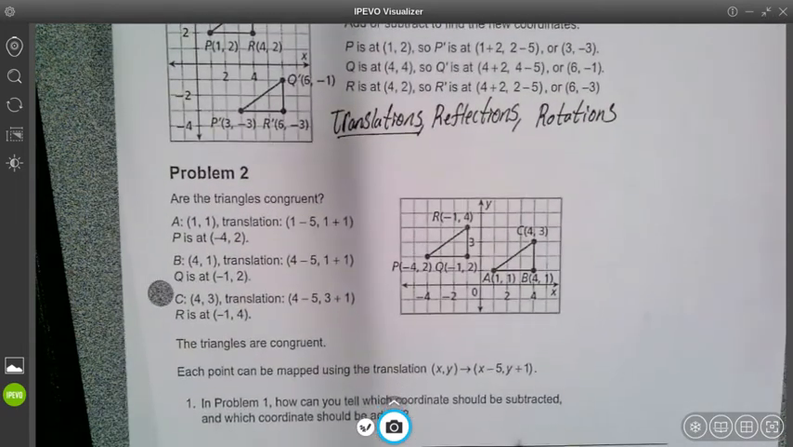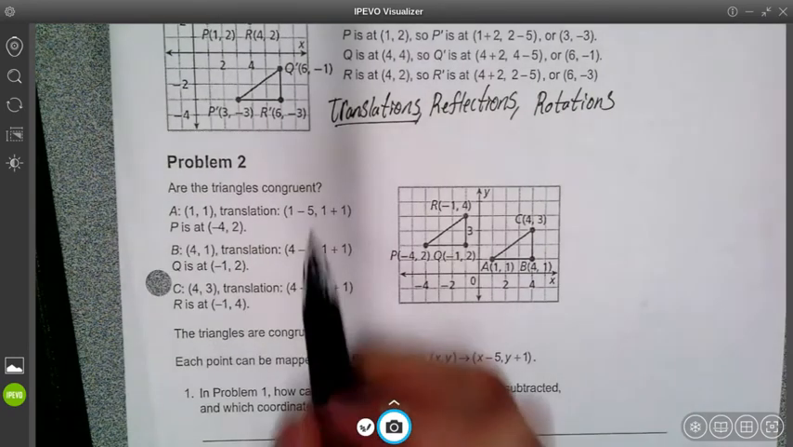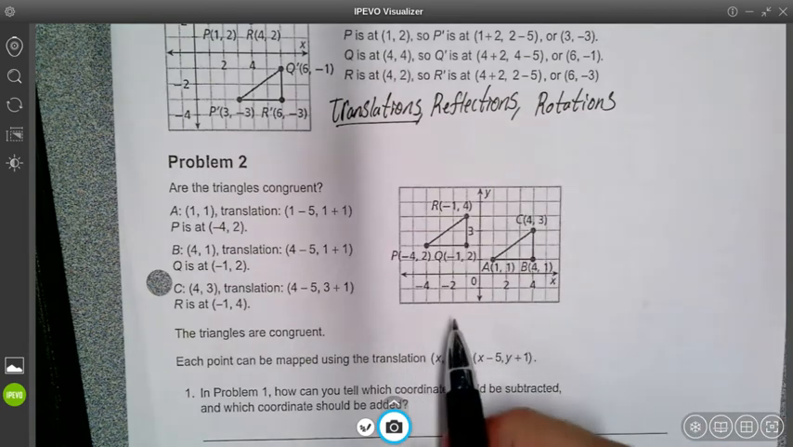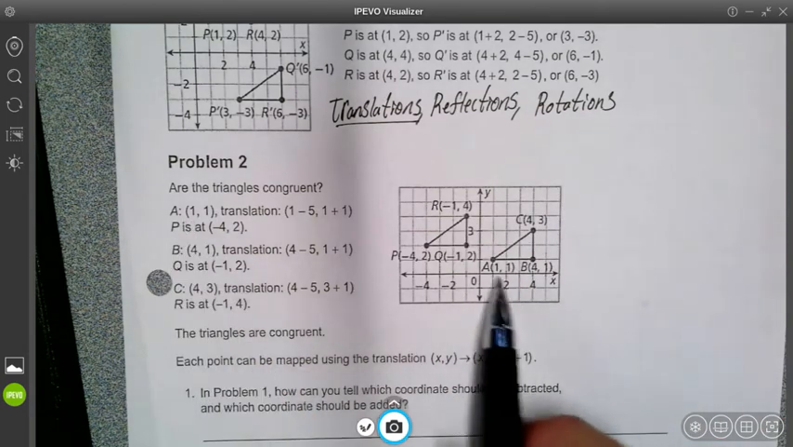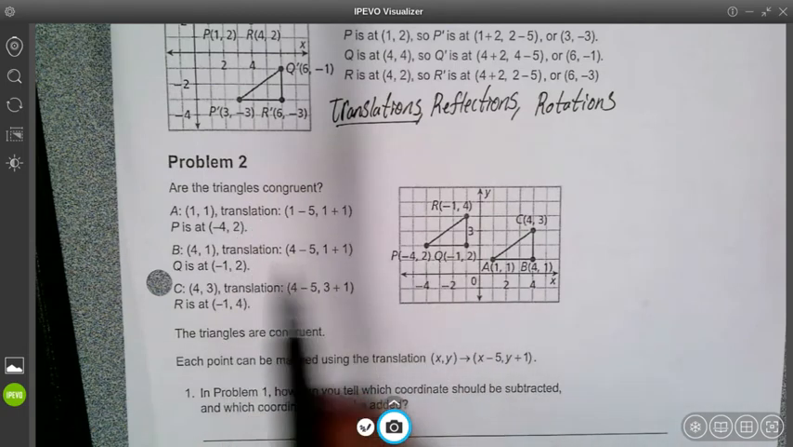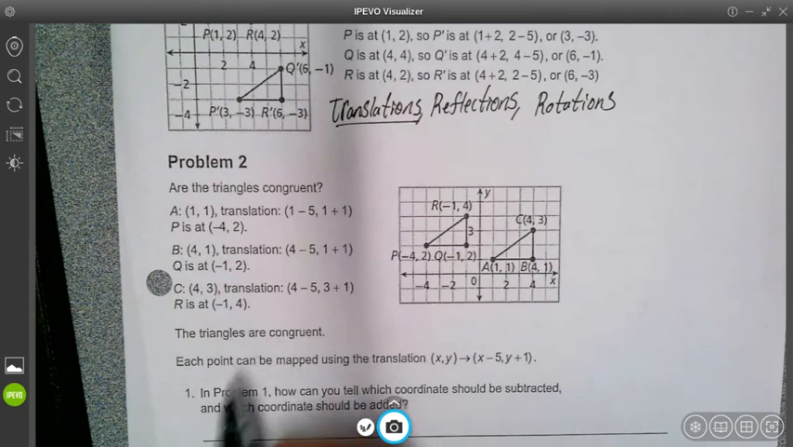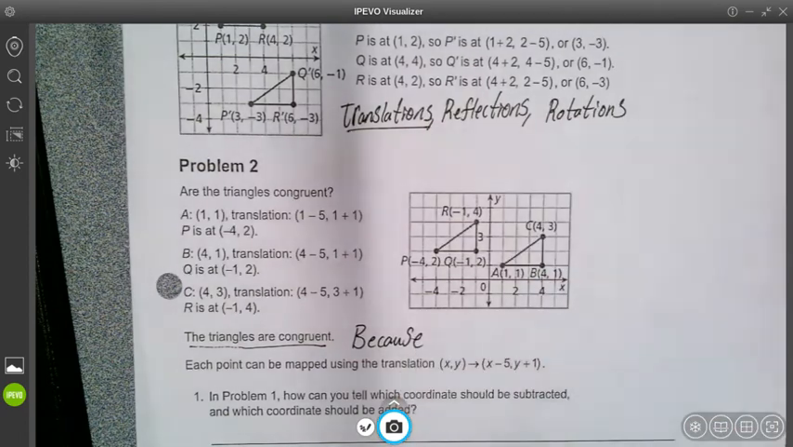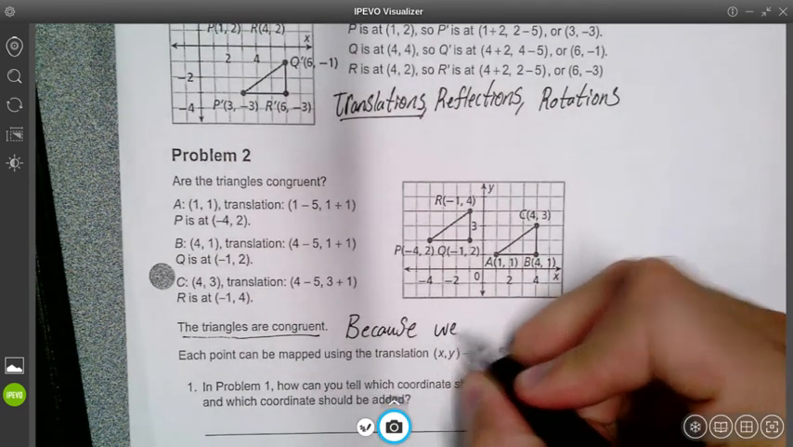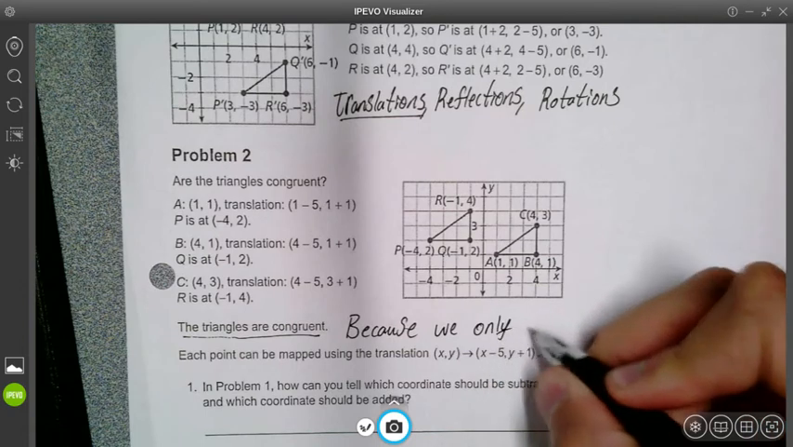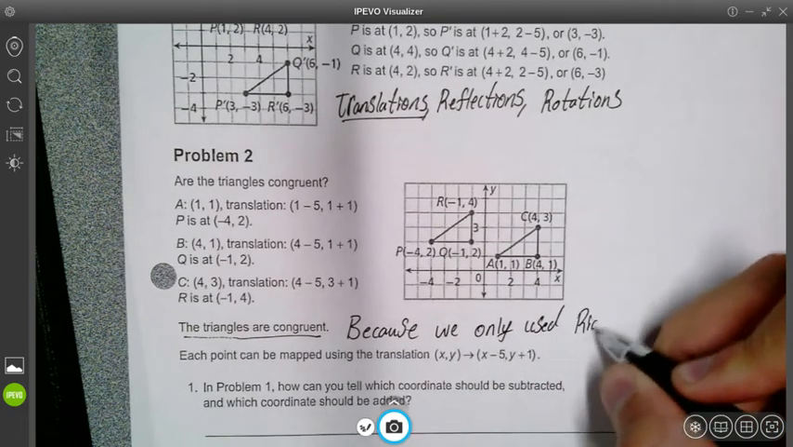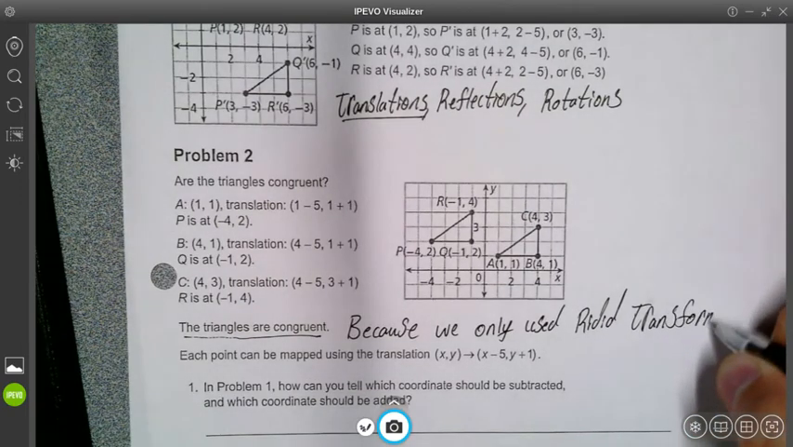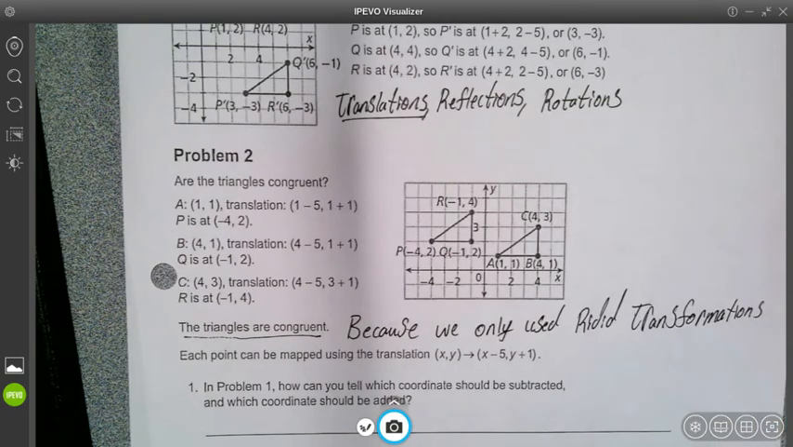If we look at this next problem, are the triangles congruent? Well, how did we get there? To answer this question, we just have to know how we get there. And we can tell that I move from A to P via translation. So again, yes, they are congruent because, and this is the important part, we only used rigid transformations. And we'll just call it transformations. And in this case, we used a translation.